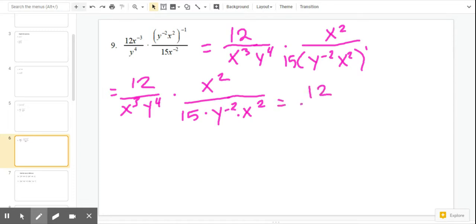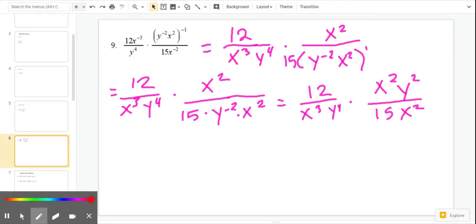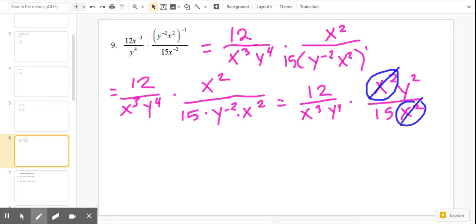We'll just move it. So we have 12 over x cubed y to the fourth times x squared. Move that y to the top. Now it's y to the positive second over 15x squared. Okay, so there's another thing that I notice right away. Let's take a look. We've got an x squared here, and we've got an x squared here. Those actually cancel each other out. Because if you were to divide x squared by x squared, subtract the exponents, you'd be left with x to the 0, which is just 1. So those cancel each other out.